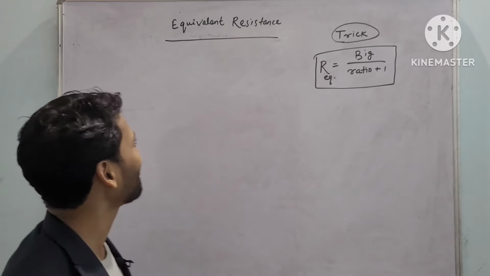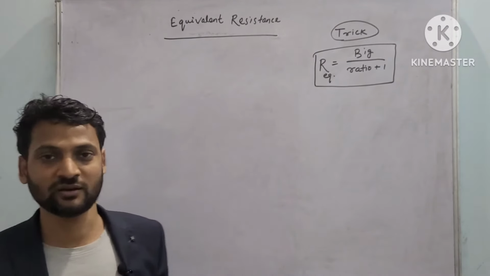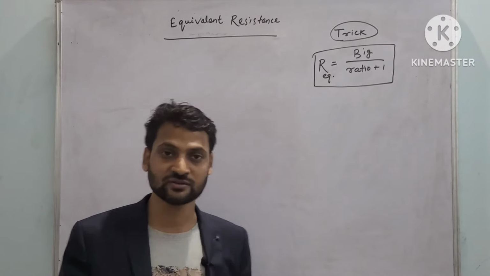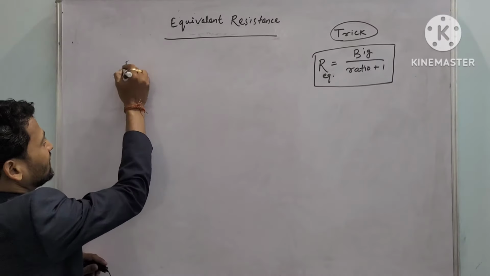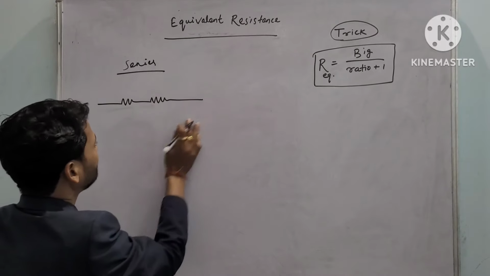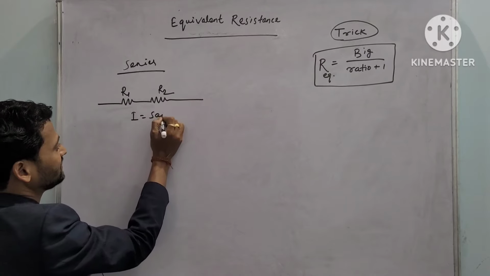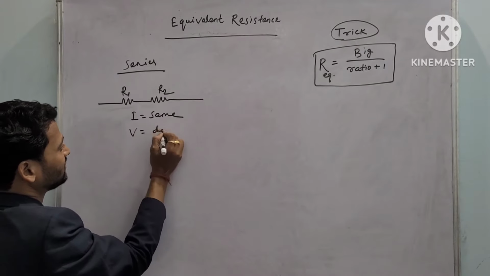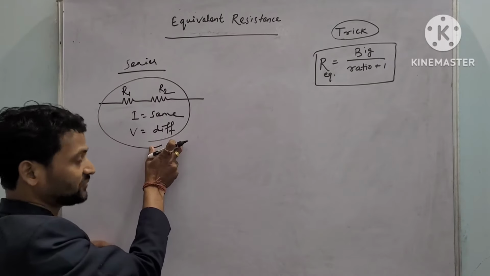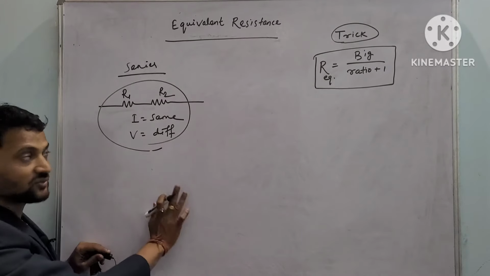So let's get started. Before going to the trick, let me share some basic information about series and parallel combinations. If you do not know what series and parallel connections are, here is the solution. In a series connection, resistances are connected in this manner: the current will be the same and the voltage drop will be different. The potential drop across two resistances depends on the magnitude of resistance, and the current is the same since there is no junction.